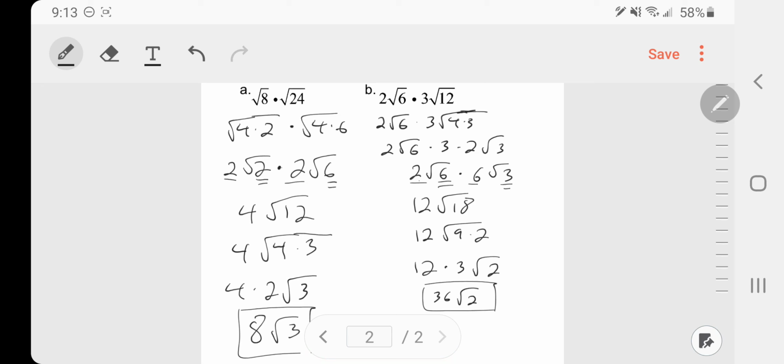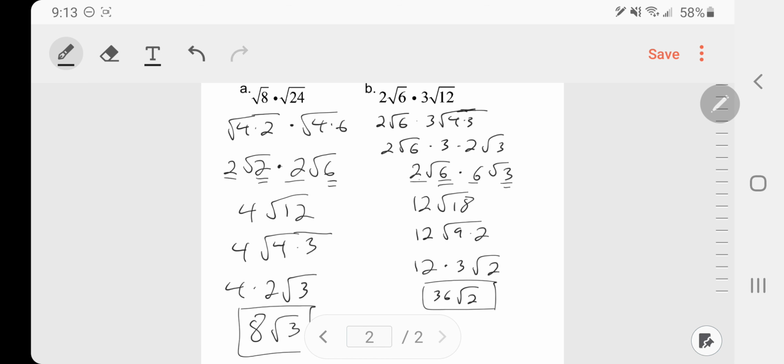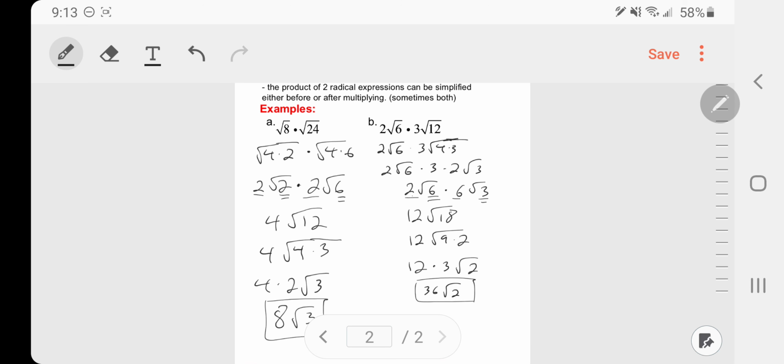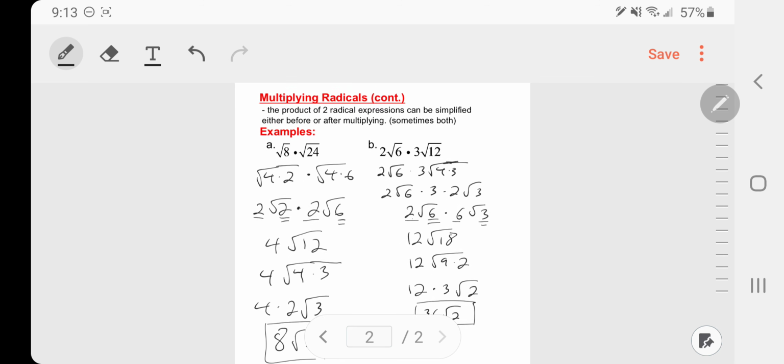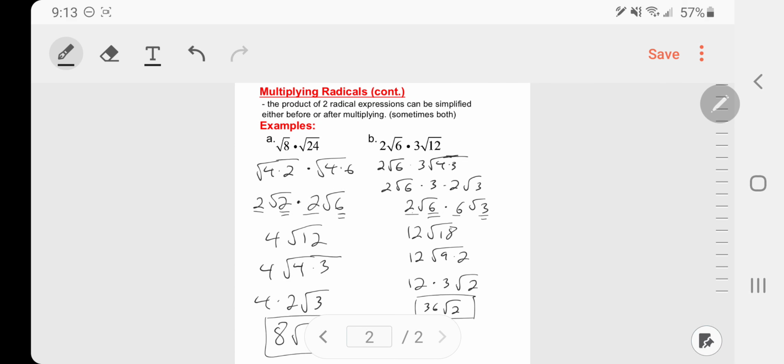And again, for this one as well, I think it just seems to be a little bit easier if you simplify, both in the beginning and at the end. All right, so that's pretty much all there is to multiplying with radical expressions that have the same index. We'll continue to do some of these throughout the week.